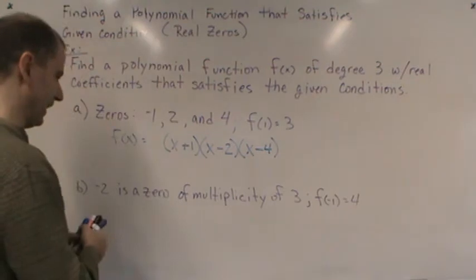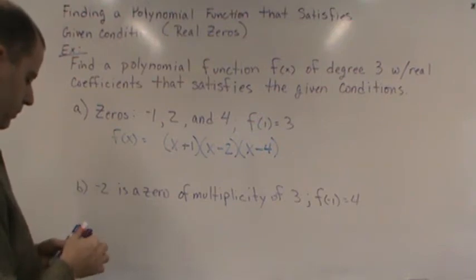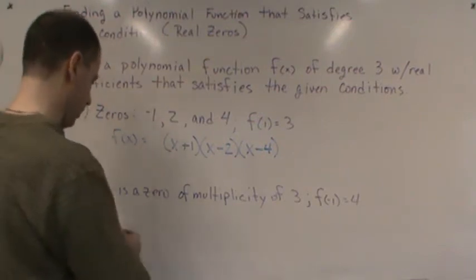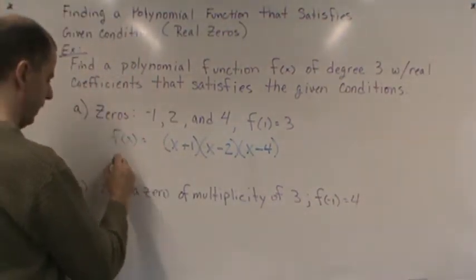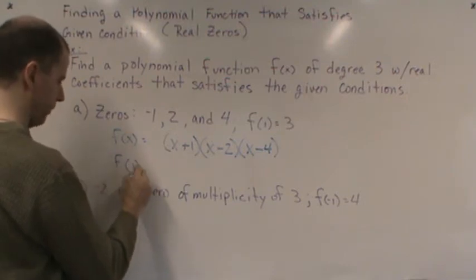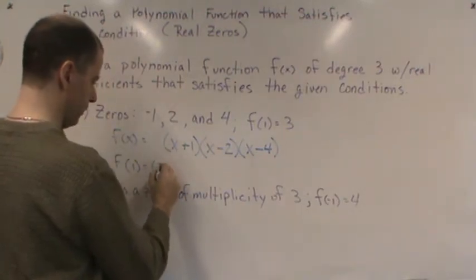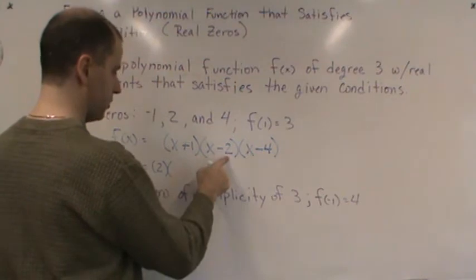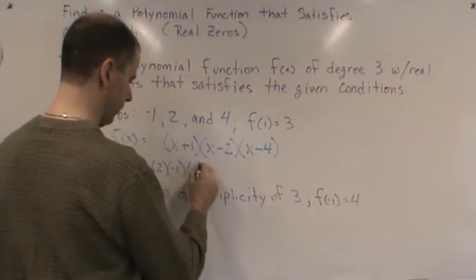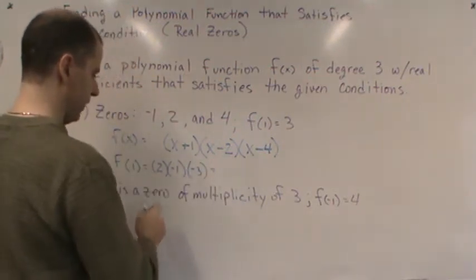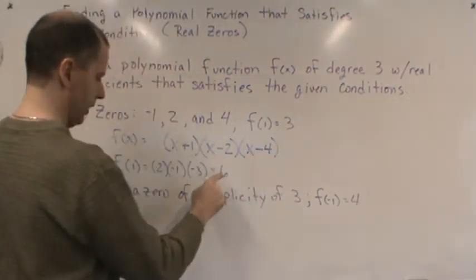So let's do that. Let's pretend that a wasn't there. Let's plug in f of 1. Well, what happens here? We get 1 plus 1 is 2. We get 1 minus 2 is -1. We get 1 minus 4 is -3. And so what does that give us? That gives us a 6. Well, it's supposed to be equal to 3, and we get 6.